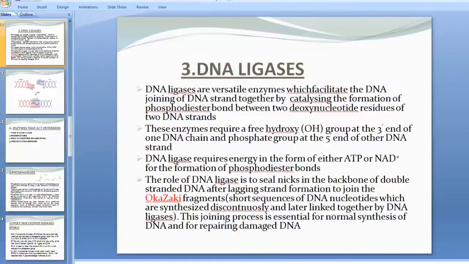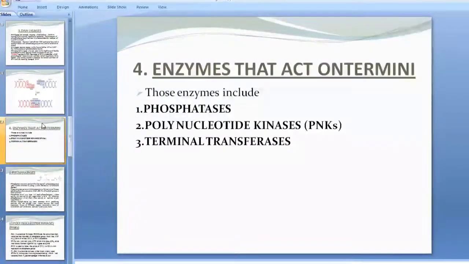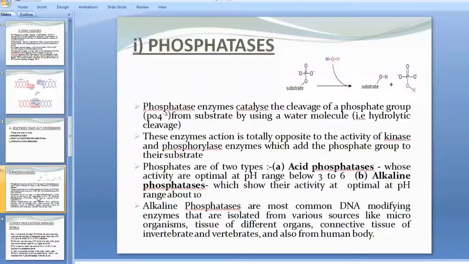Now, the fourth one, the enzymes that act on termini. What is termini? It is the terminal part of the DNA. So these three enzymes are very important, which act only on the terminal region of the DNA. What are they? The phosphatases, polynucleotide kinases, and terminal transferase. Let us see one by one quickly.